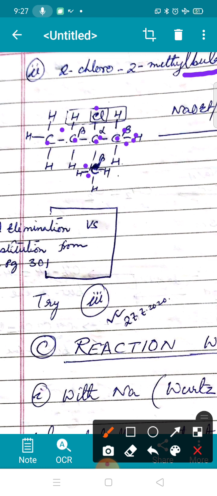Now these two are equivalent, because both are CH3. So you can show loss of hydrogen from any of these two beta carbons to get one product, and from carbon 3 this will give you another. When you take away HCl from here, you will get a double bond here, so that will be one product. And if you take away HCl from here, then you will get a double bond here, this will be another product. Now which product is going to be the major product?